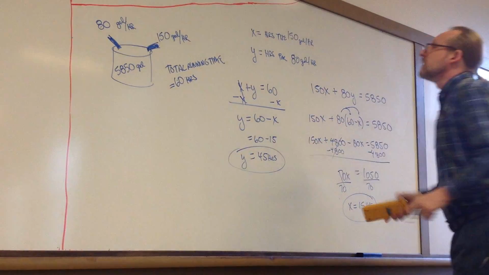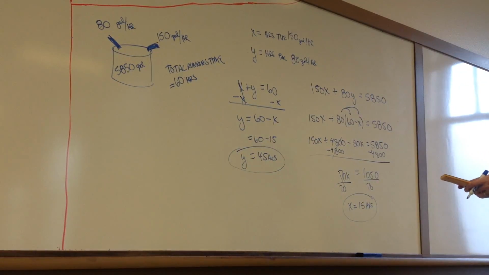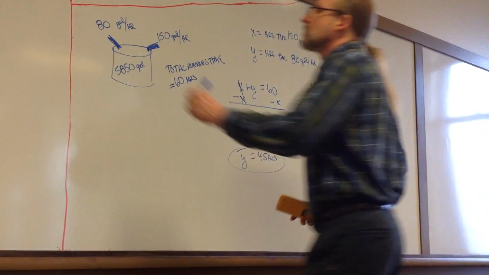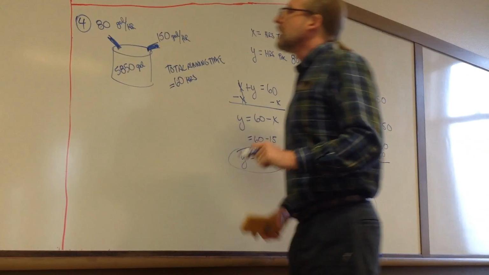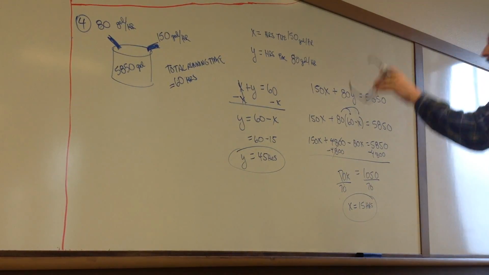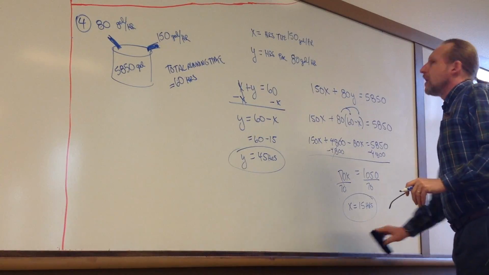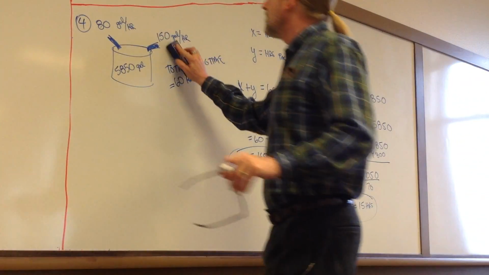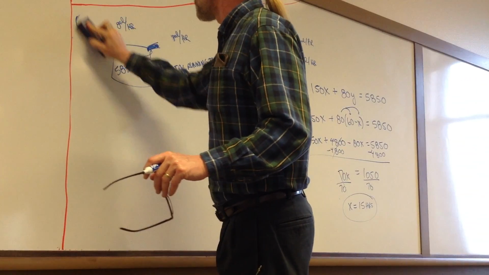And again, you can check this. You can go 45 times 80 plus 15 times 150, and we should get the 5,850 gallons total. Okay, so that's problem 4. And then we'll look at one more of these, problem 6. Let's see here. So these will change.